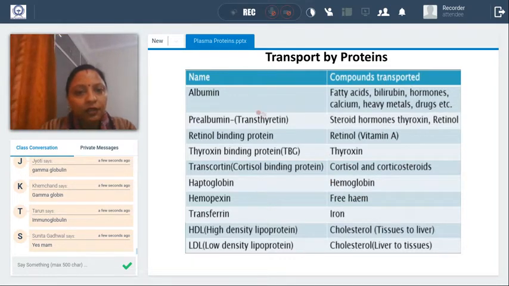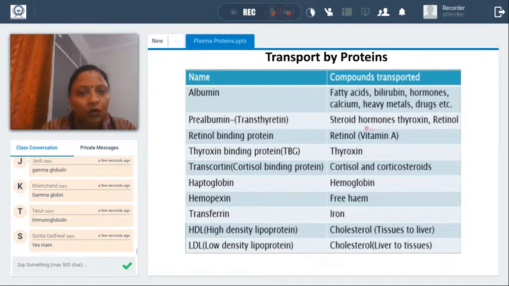These are the compounds transported by various plasma proteins. Important: thyroxine, albumin, you all know, fatty acids, bilirubin, hormones, calcium, heavy metals, drugs. Iron by transferrin. Then hemoglobin by haptoglobin. Transcortin transports cortisol and corticosteroids.